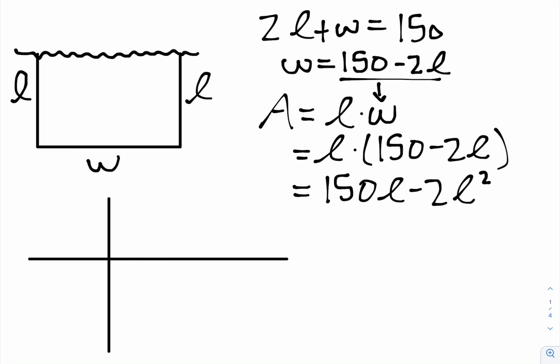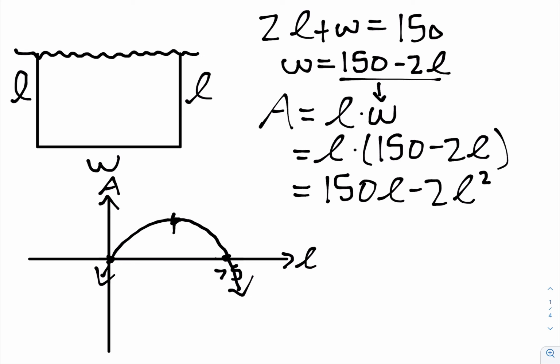We could say, well, since the factored form was L times 150 minus 2L, the L intercepts are going to be 0, because we factored out an L, so it's going to be here. And 150 minus 2L would also equal 0, so L would be 75. So this would be 75 here. And then we know that parabolas are symmetric. So it would look like this. I'll draw it a bit better. It looks like that. We're trying to maximize the area, so this is the area and this is L. The vertex would just be here.